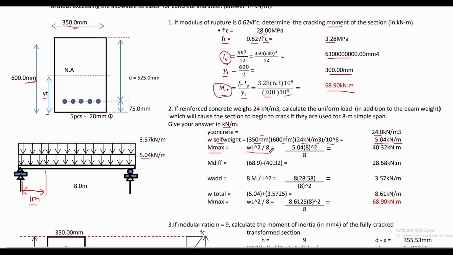Maximum moment, if it is subjected to a uniformly distributed load, is equal to WL square all over 8. Substitute now the values, we can have the maximum moment if weight alone is acting on the beam, and that is equal to 40.32 kilonewton meter.